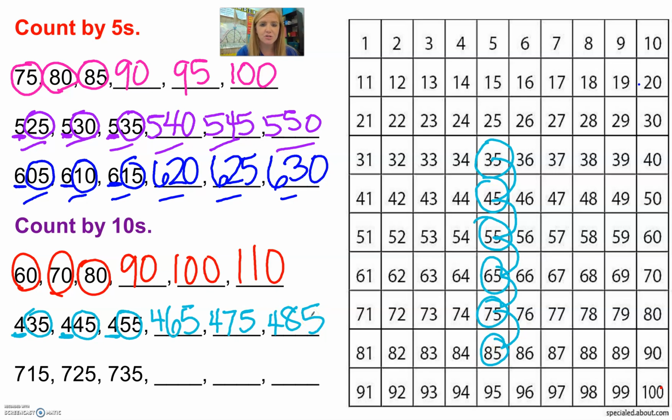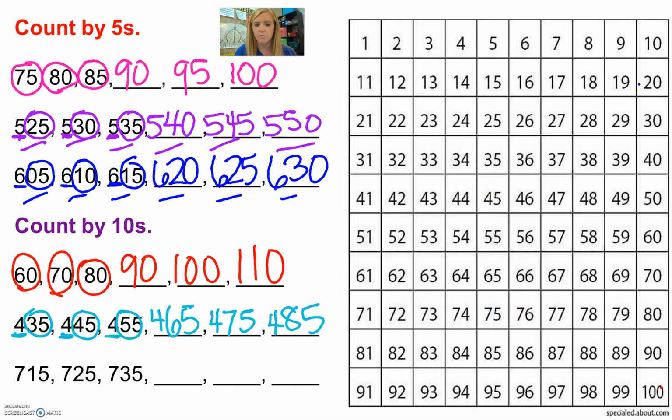The pattern on the hundreds chart when you're skip counting by 10s is one column straight down. If I wanted to keep going, the next number would be 495, okay? So let's do one more together, and then I'm going to let you practice on your own skip counting by 5s and 10s today.